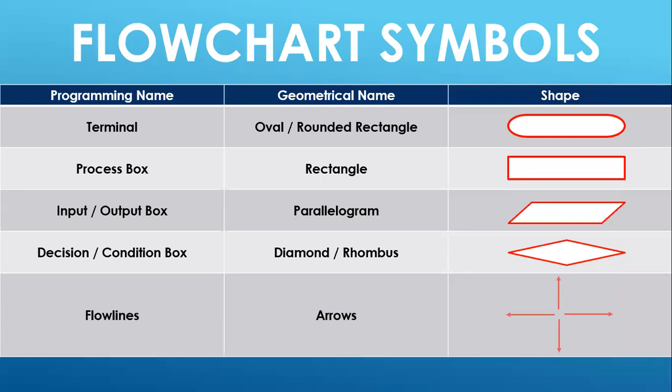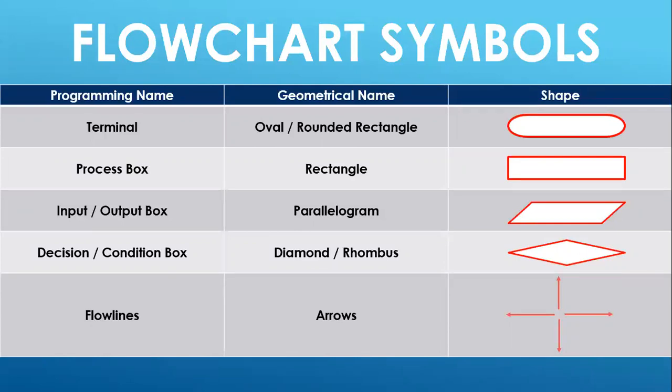The fourth one is the decision box or condition box according to programming and flowcharting language. In geometry, it is known as diamond or rhombus. All types of conditions, whether it is if then else, case of otherwise, while do, or repeat until, every type of condition that is going to be used in our program or pseudocode will be placed in a rhombus or diamond in the flowchart.